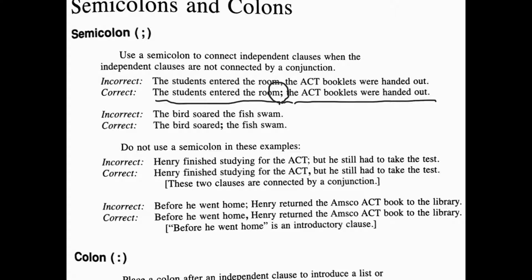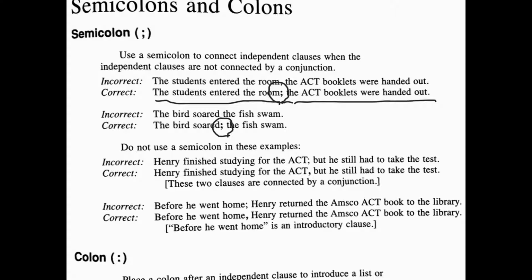Let's take another look here. The bird soared, the fish swam. I think this one is pretty obvious. The two independent clauses, right? And now let's connect them with a semicolon. All right, let's take a look at some examples here.